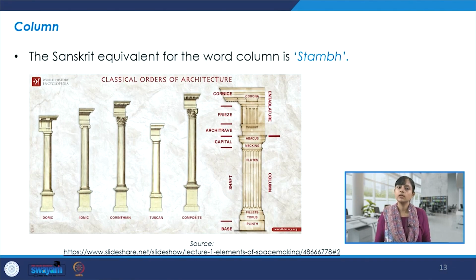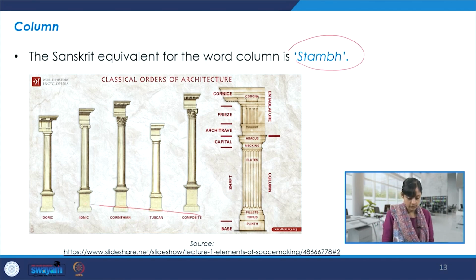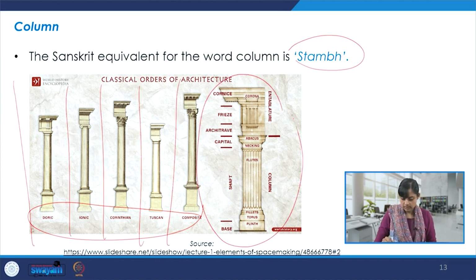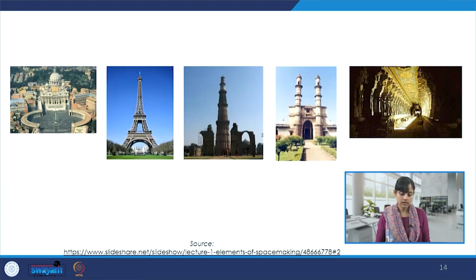Then column, and the Sanskrit equivalent is stambha, and we already discussed the orders, the five kinds of orders. And here again we see these columns in place and the entire detail about the shaft, base, capital and entablature, and how they help conceive a space and what are the functions that they do within a space. And again we see some of the examples over here when we talk about columns.